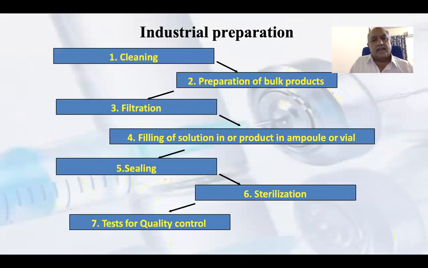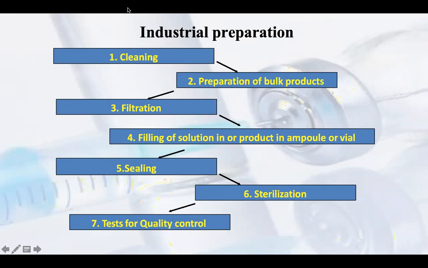First, there's cleaning. Second, preparation of bulk products. Third is filtration. Fourth, filling of the solution into ampules or vials accordingly. Their sealing has to be done. Then they go for sterilization. After sterilization, the quality testing has to be done. Test for quality control. These are the seven steps of parenteral formulation that have to be done.